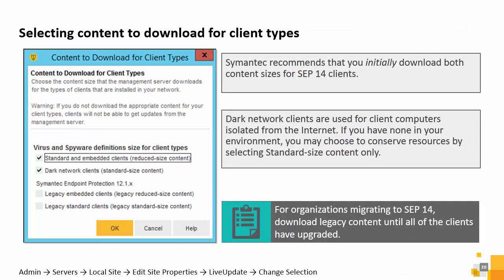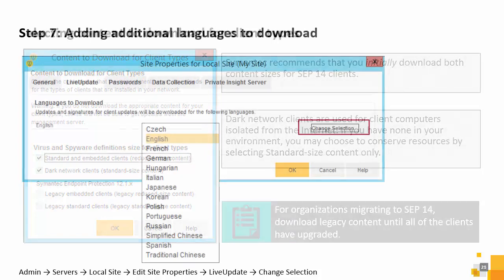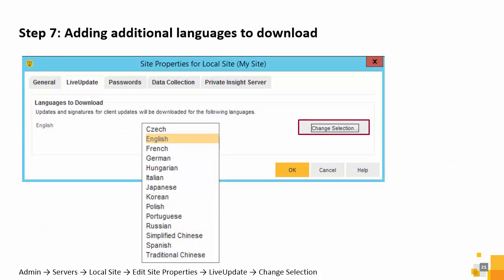The content size to download pane includes both download sizes by default. To make changes, click Change Selection and change the list to remove content that is not required in your environment. Symantec recommends that you initially download both content sizes for SEP 14 clients. If you are certain that none of your clients are dark network clients, you can disable what is not applicable in your environment. Note that for organizations migrating to SEP 14, download Legacy Client until all of the clients have been upgraded. This slide shows you which language to choose. English is the default.